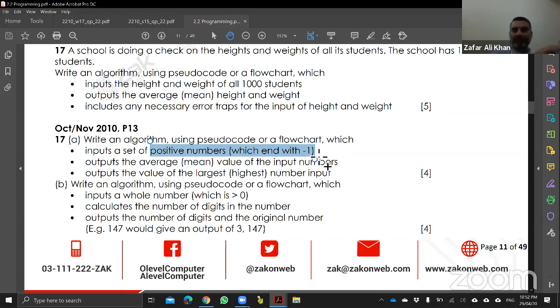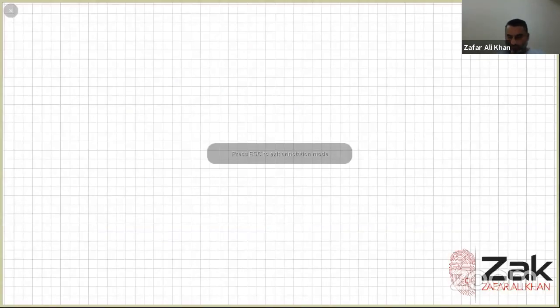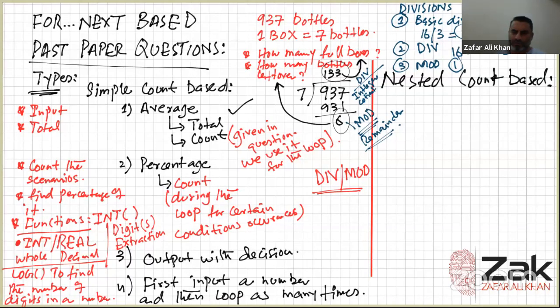As I said, we will have few sorts of question. Average, percentage, output with decision, first input a number and then loop as many times, and then we will get to nested count based loops. So let us start with simple: average, total, and count.